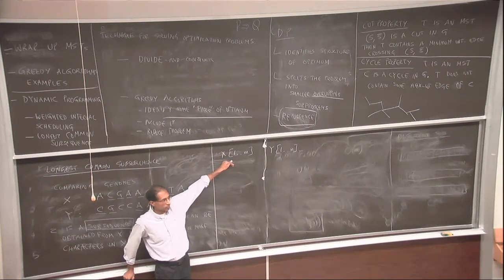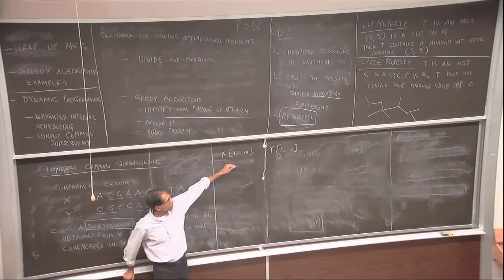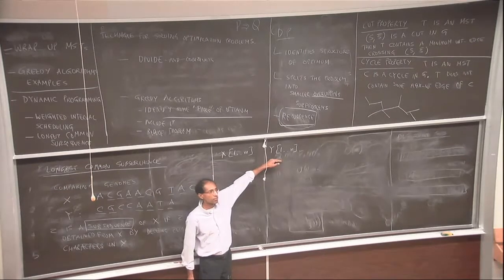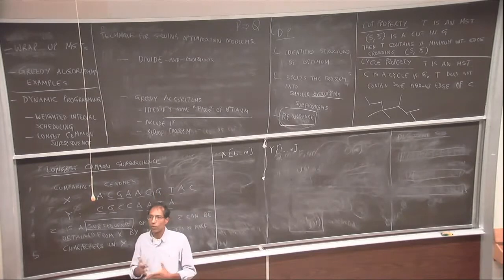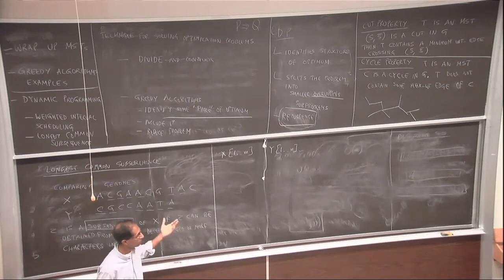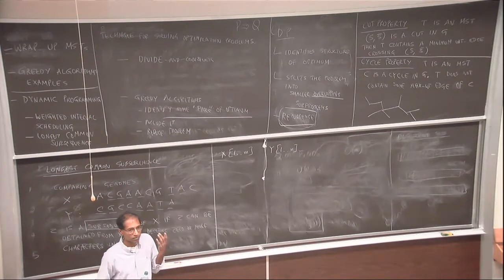2 raised to m, because for every character you can decide whether you want to delete it or not. So you have two choices. So you have 2 raised to m subsequences of x. How many subsequences of y do you have? 2 raised to m. So if you really wanted to try all possible subsequences, that's a non-starter. There are just way too many. And in fact, in biological applications, m could be millions and billions, right?